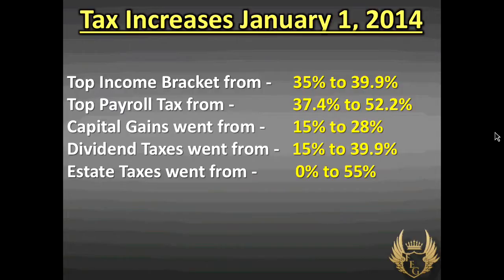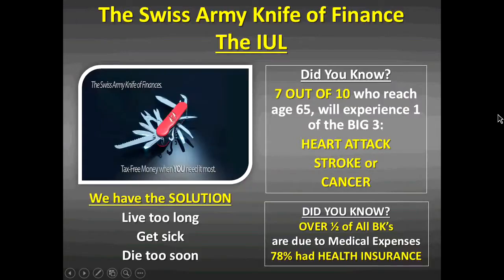And what can we do to really help prevent our clients from being exposed to these incredibly large increases? Well, we like to refer to it as the Swiss Army knife of finance, the IUL, or Indexed Universal Life. You know, 7 out of 10 people who reach age 65 will experience one of the big 3, as we like to call them: the heart attack, stroke, or cancer.